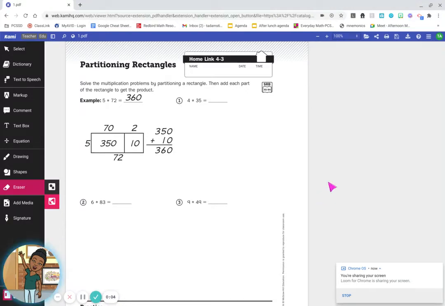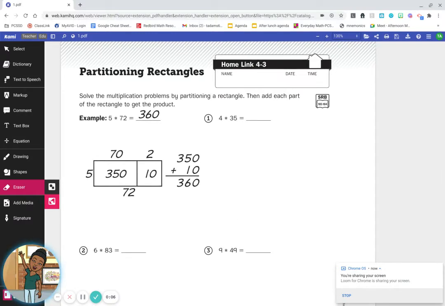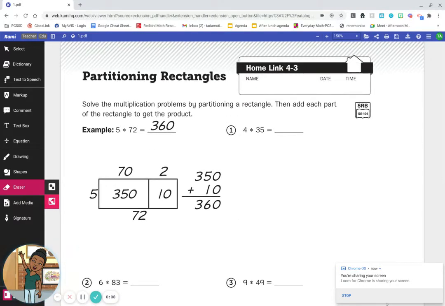We are back at it like we never left. Let's continue partitioning rectangles. We are continuing yesterday's lesson with partitioning rectangles.